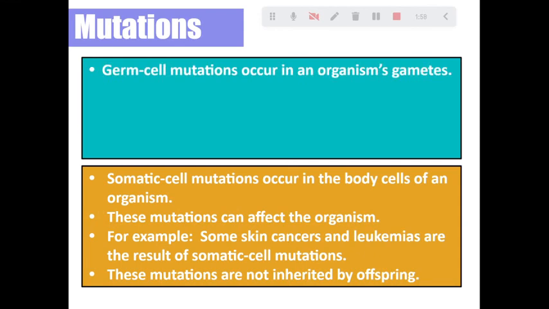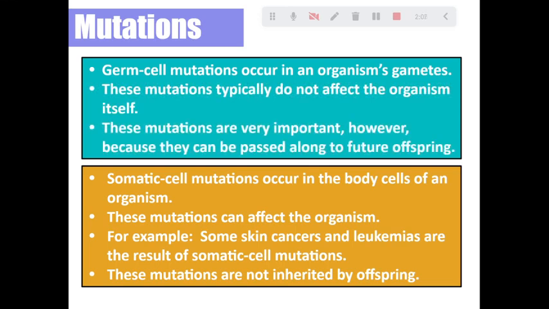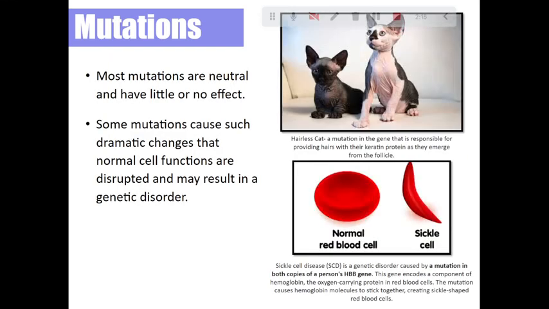Now, germ cell mutations occur in an organism's gametes. These mutations typically do not affect the organism itself. However, they are very important because they can be passed along to future offspring. Most mutations are neutral and have little or no effect. Some mutations cause such dramatic changes that normal cell functions are disrupted and may result in a genetic disorder.